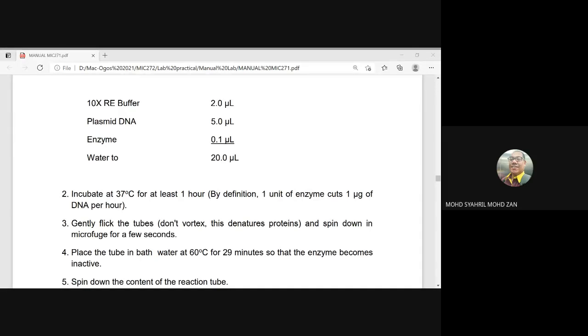Number 2, how we cut our plasmid DNA or DNA extraction from the experiment on the chick cell or the bacteria.